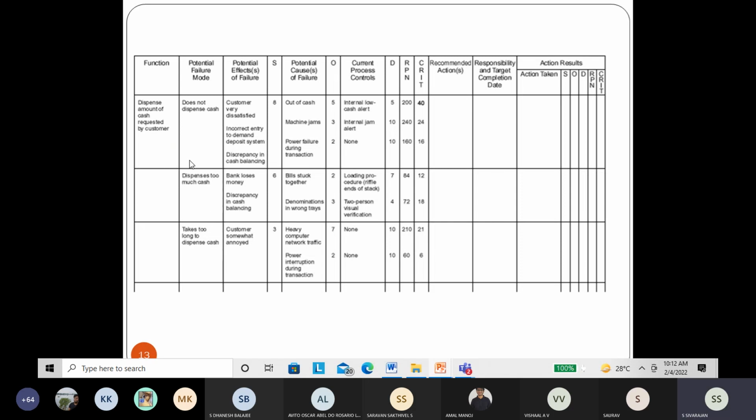It's similar to a cashier. So now the function of this ATM is to dispense the amount of cash requested by the customer. So I go to the bank, I'm requesting 10,000 rupees. Many times now when I go to ATM, I will request for 10. So what are the three failure modes? That's what the three: does not dispense cash.